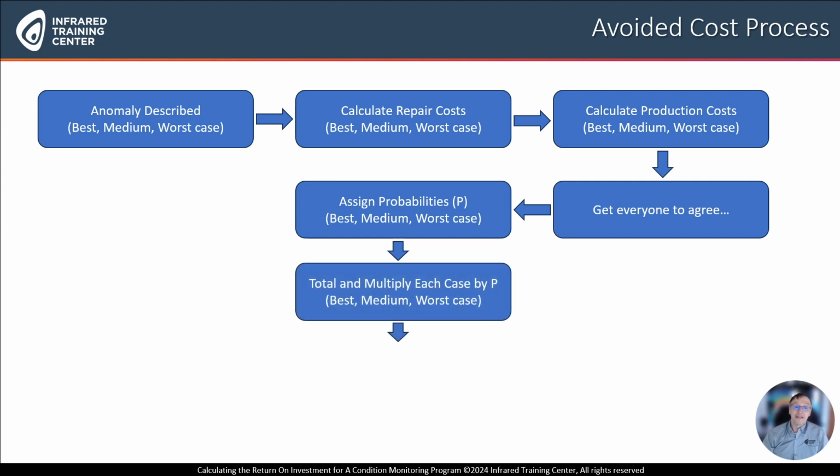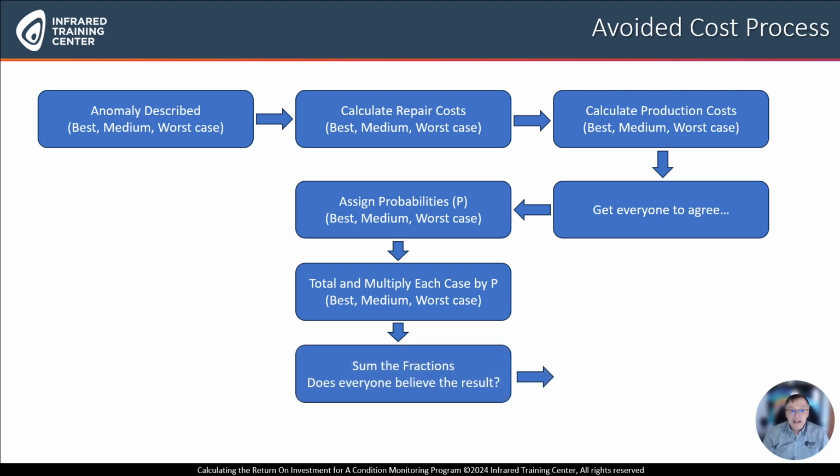That's a 0 to 1 thing. So what you do is you total and multiply each case by the probability. We take all of our costs for the best case and multiply it by the probability for the best case. And we take all of our costs associated with the medium case and multiply it by the probability of the medium case. And we do the same thing for the worst case. And keep in mind the probabilities have to add up to 100.